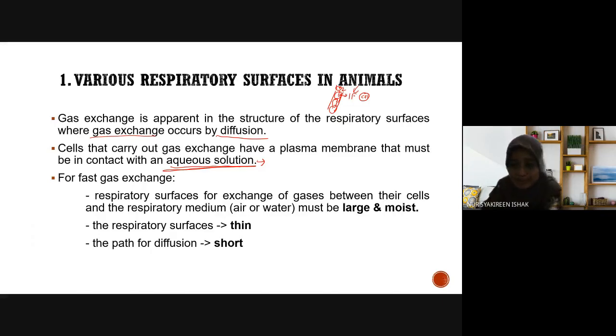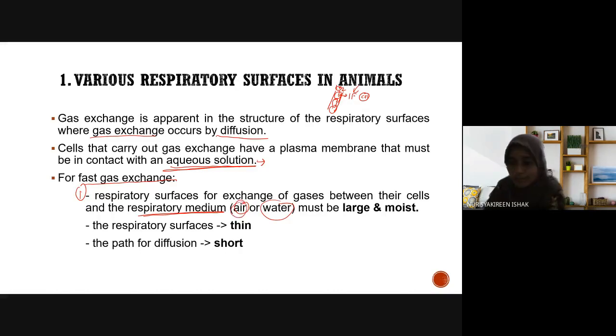And then for fast gas exchange, these are the factors that help make sure gas exchange occurs efficiently and rapidly. First, respiratory surfaces for exchange of gases between the cells and the respiratory medium. For the respiratory medium, there are two sources, which are air and also water.